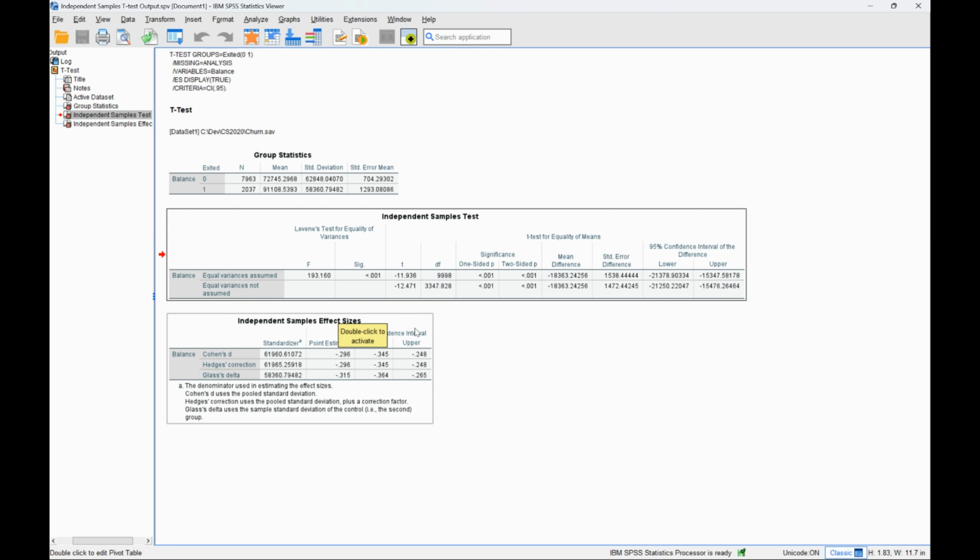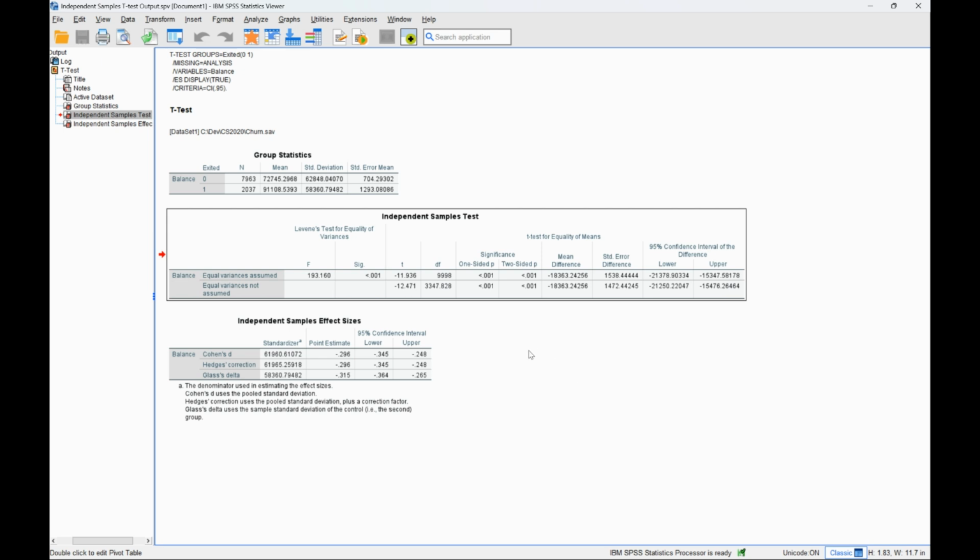In this case, the F value is 193.160, and the significance value, or the p-value, which is a very important value in statistics, is less than 0.001. This suggests that the variances are unequal between the two groups. This is important because it tells us not to assume the variances are the same, which will affect how we interpret the results.